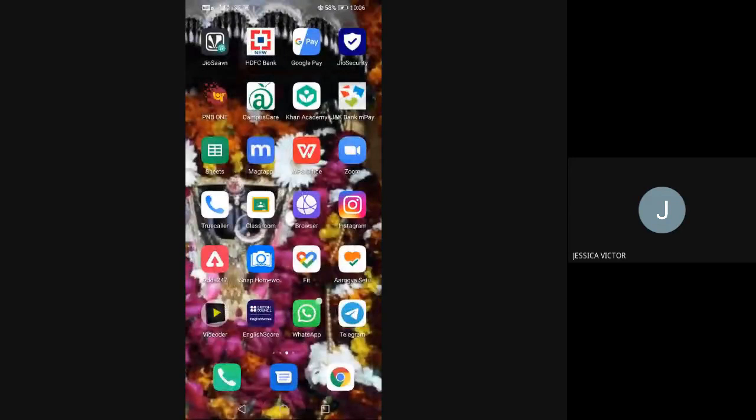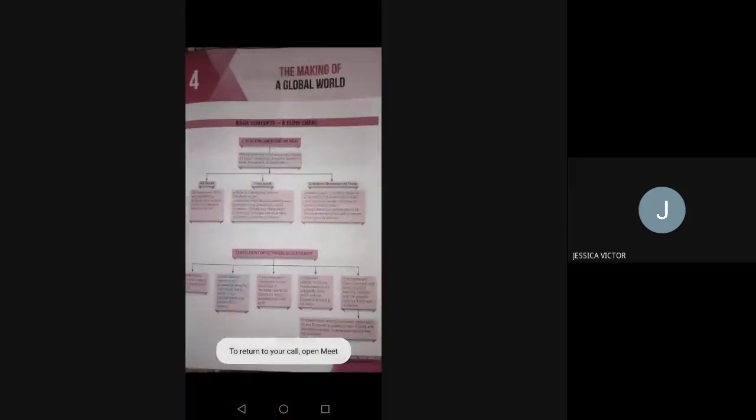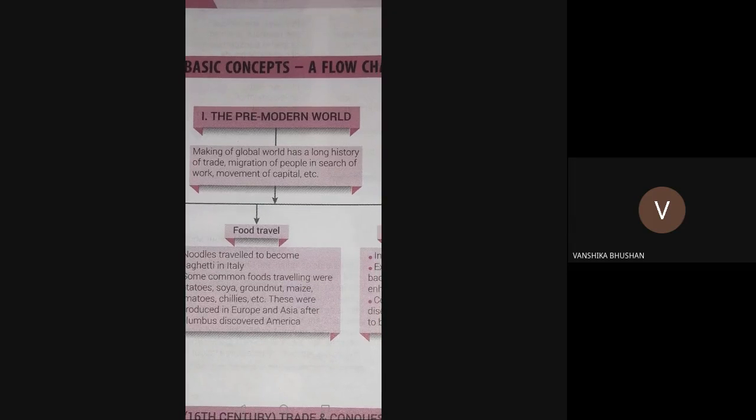So let's start our class. Look at the flow chart. Yes, it is visible. Yes, ma'am. Good. So it is the basic concept, the flow chart, the pre-modern world. The making of a global world has a long history of trade, migration of people in search of work, movement of capital. This is collectively known as three flows.